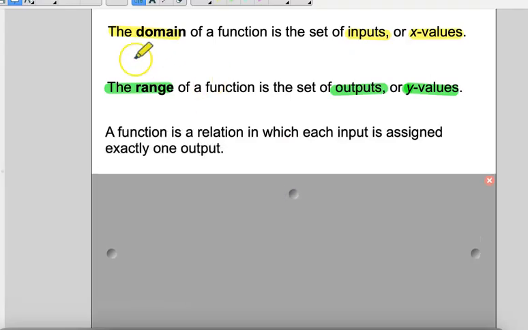In order for something to be called a function, every input or every x value can only have exactly one output. So in order for something to be called a function, this whole thing would need to be written down. Each input, right? Inputs are the x values. Each input has to have exactly one y value or one output value.